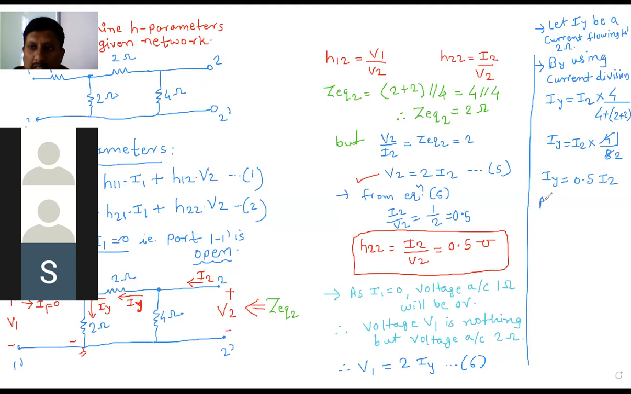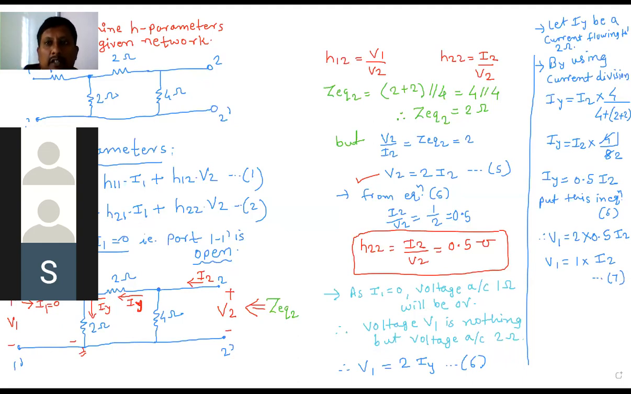So put this in equation number 6. So what are you getting? V1 is equal to 2 into Iy, replaced by 0.5 into I2. So 2 into 0.5 is 1. So V1 is equal to 1 into I2. So this is equation number 7.